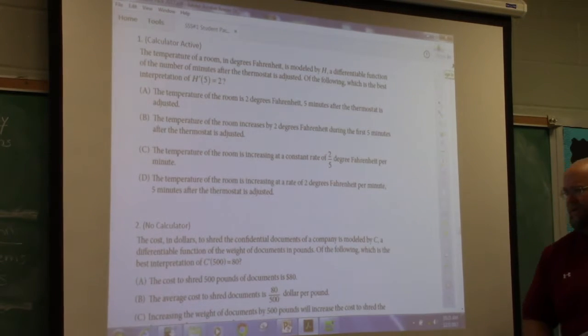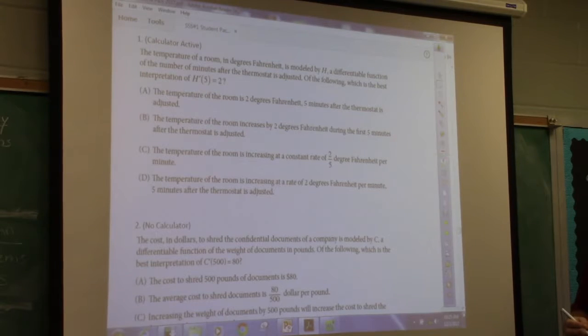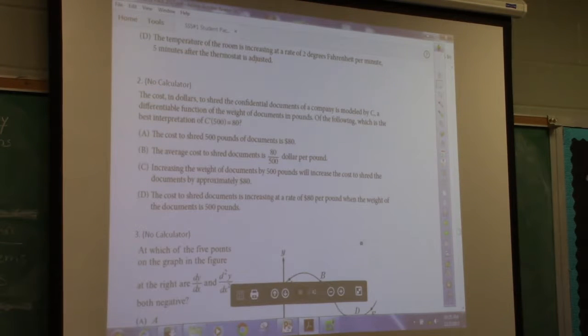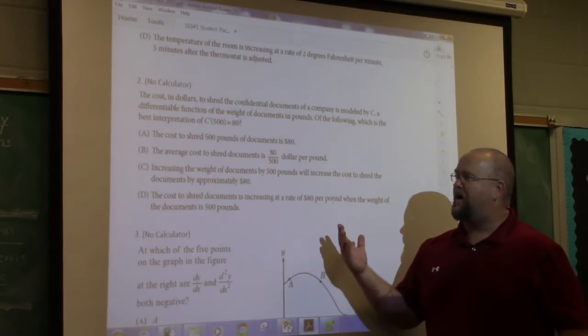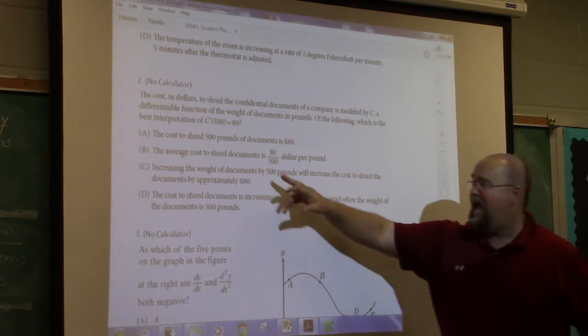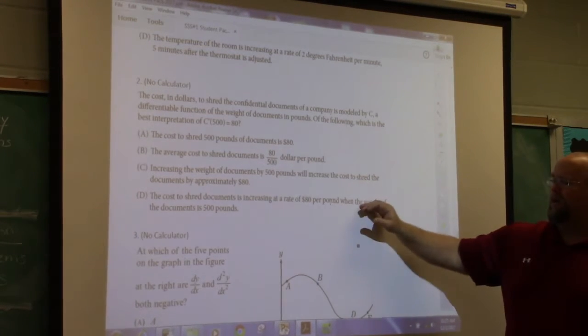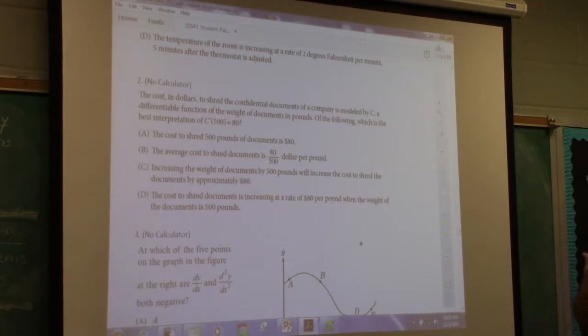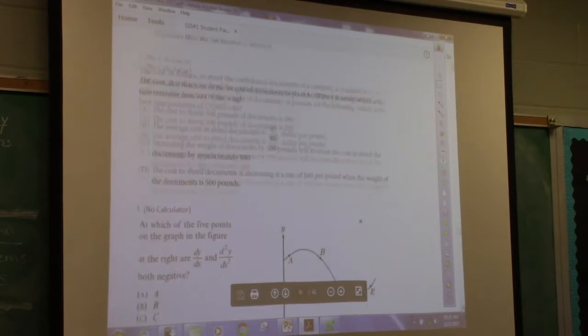And then the same thing in number 2, it's just a different setup. We're talking about shredding paper here. We're given a cost function. Which of the following is the best interpretation of C prime of 500 equals 80? It's telling me the cost to shred the documents is increasing at $80 per pound when the weight of the documents is 500 pounds. So it's giving me the instantaneous rate of change. How fast is that cost changing when the weight is 500, is what it's asking. So you've just got to know a little bit about that.